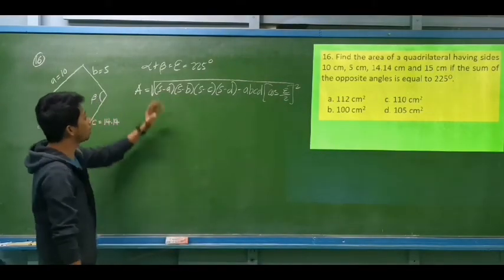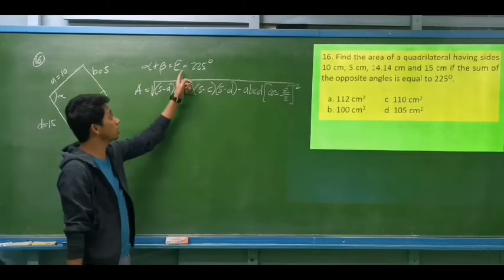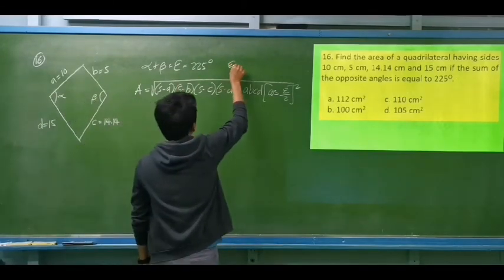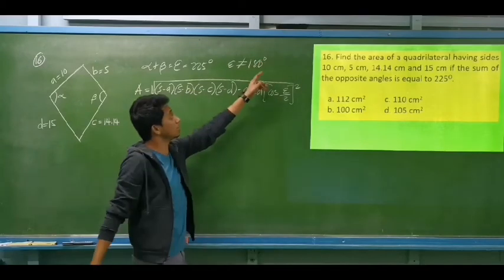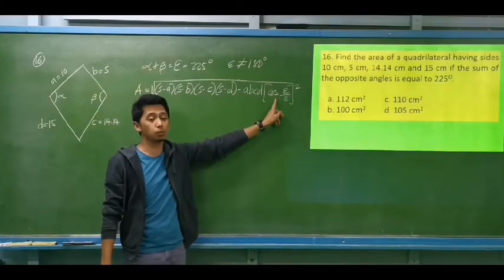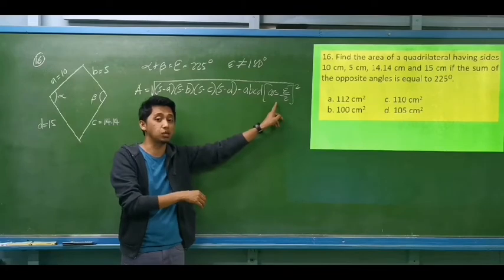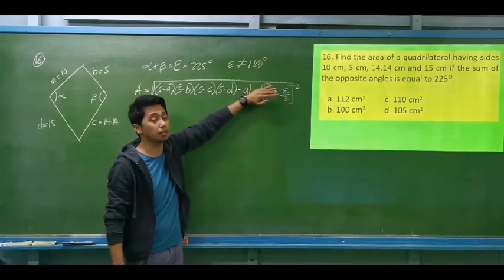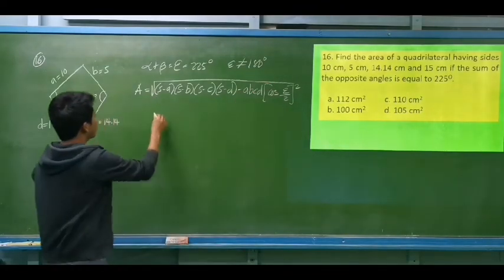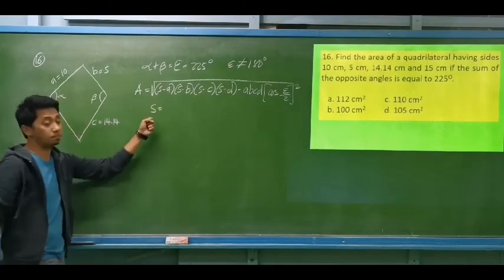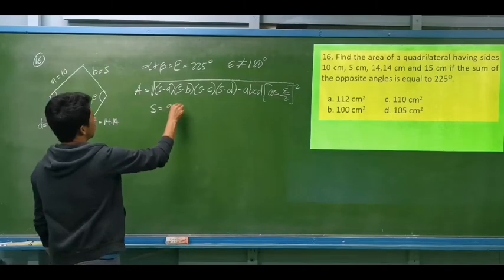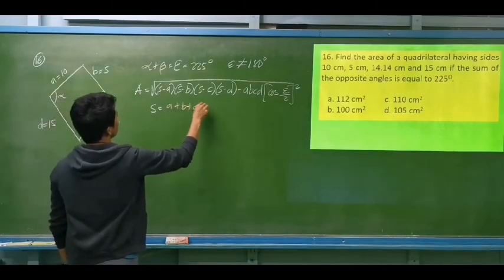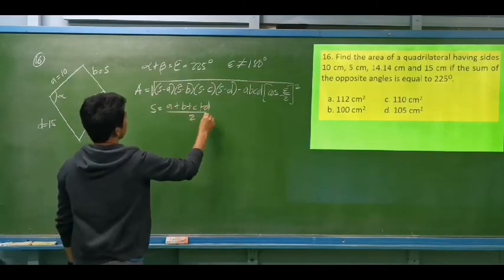So take note na applicable lang ito kapag yung epsilon is not equal to 180 degrees. Though applicable naman yan. Kaya lang ang mangyayari kasi yung cosine of 180 over 2, cosine 90, is 0. Mawawala lang yung part na to. Okay? So how do we compute for the semi-perimeter? Semi-perimeter pa rin na to. So ang gagawin lang natin, sum of the sides, A plus B plus C plus D divided by 2.